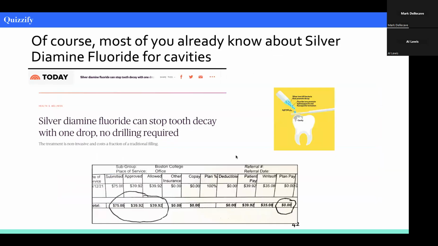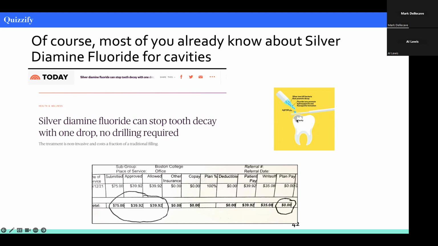Now, we probably every second or third webinar figure out some way to work in our obsession with silver diamine fluoride for cavities. Those of you, stop me if you haven't seen this before, but this stuff you put on the tooth with one drop, no drilling required. You put it on a micro brush, and the dentist brushes it right on the cavity and it stops the cavity right there.